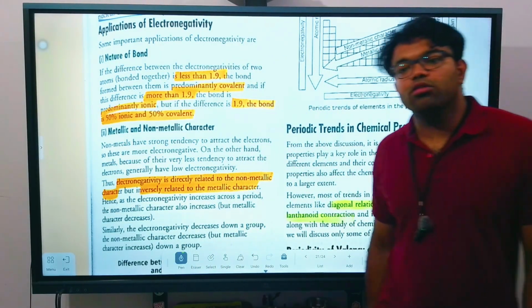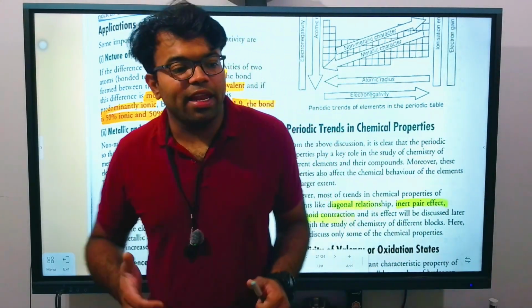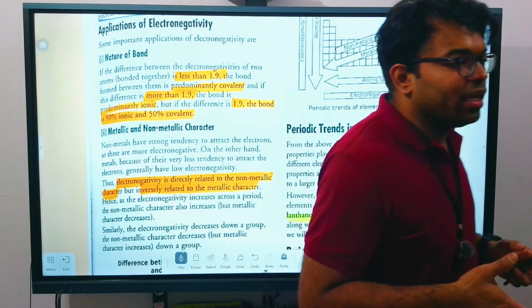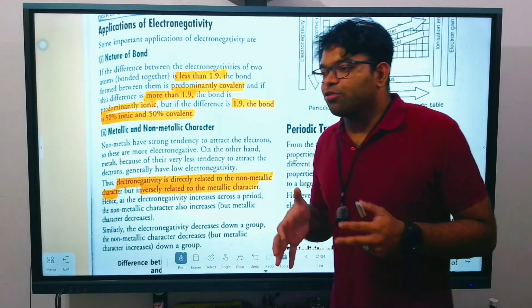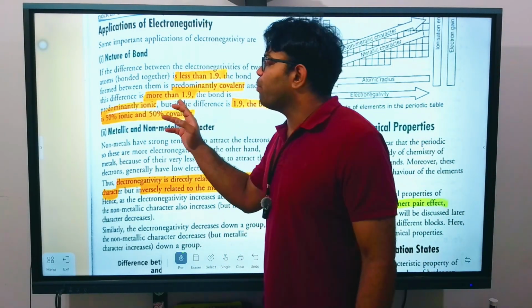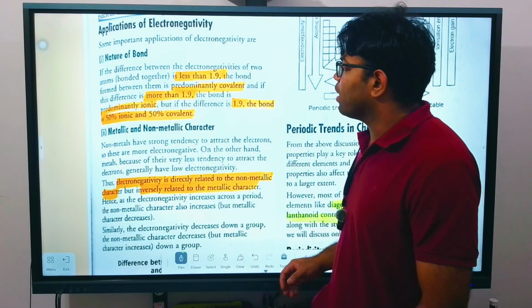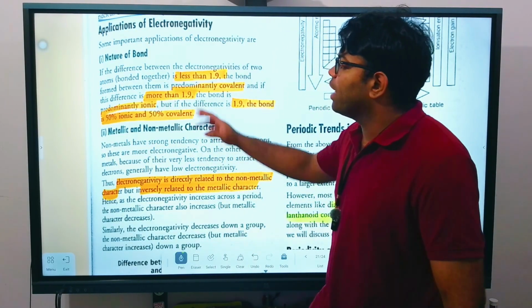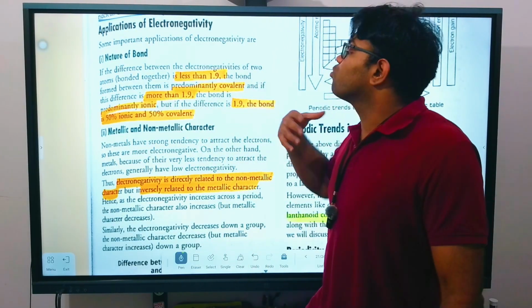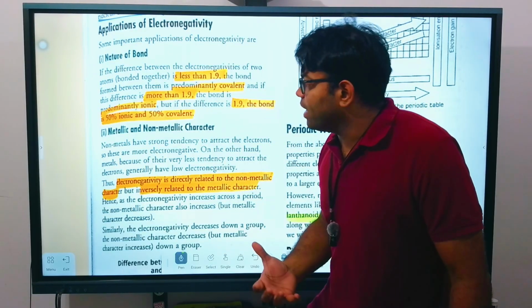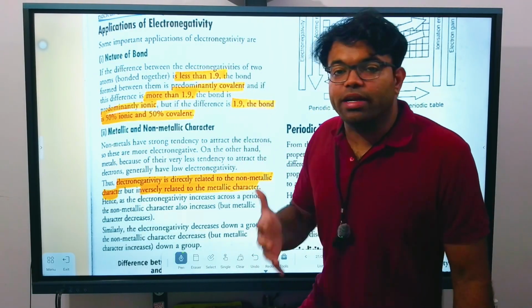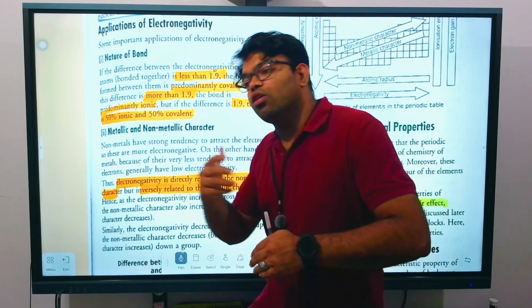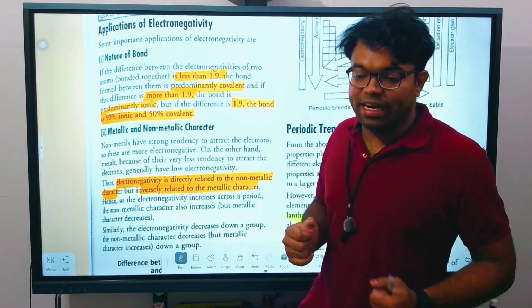You can figure it out by using the Pauling scale and calculating the electronegativity difference that exists here. If it is less than 1.9, it is covalent. If it is more than 1.9, it is ionic. If it is exactly 1.9, then it will show both covalent as well as ionic characters.